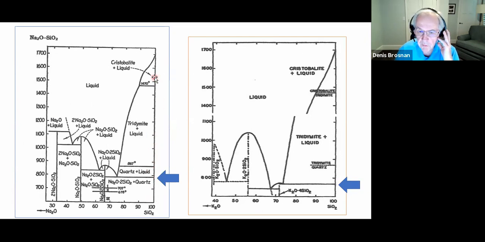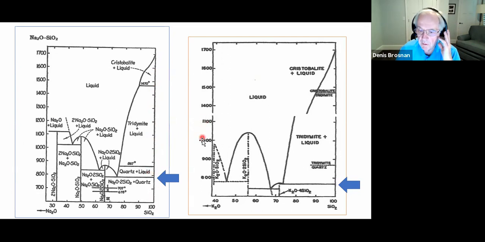So the melting point of silica itself as a mineral goes from way up here, close to 1700, down here to this point, which is around 800 or so degrees Celsius. We form the first liquid down here. So sodium oxide is a very powerful flux on silica.